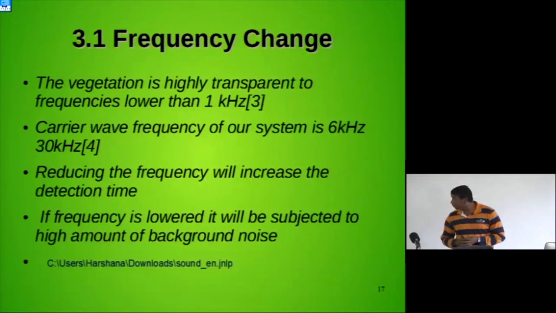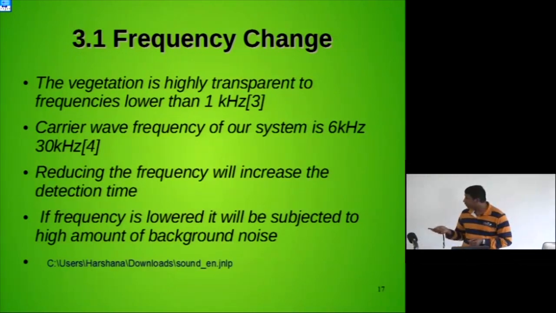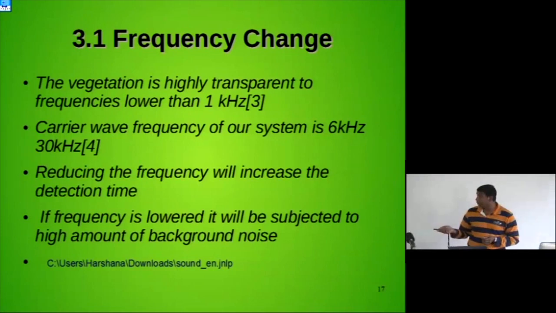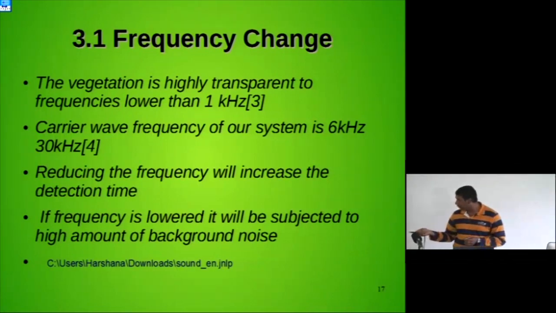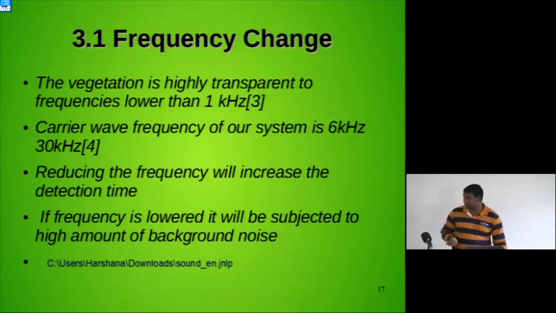And the frequency change is the most desirable candidate, but there's a problem with the frequency. If the frequency is lowered, it will increase the detection time, and it will be subjected to a high amount of background noise.